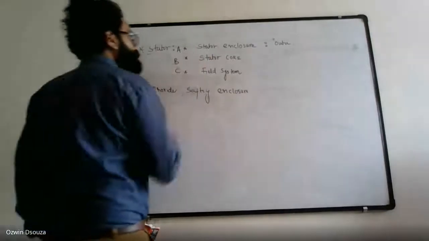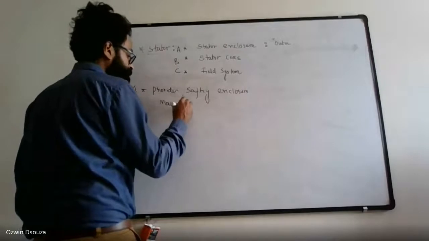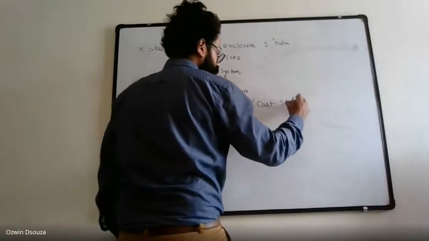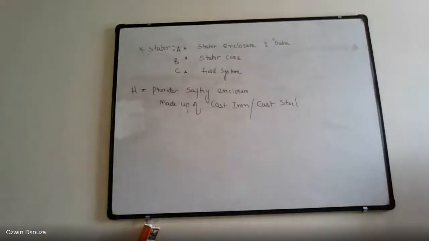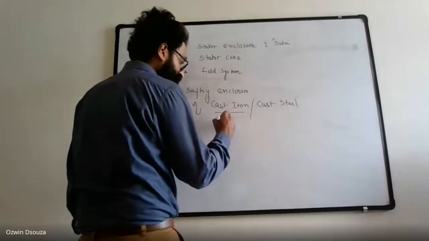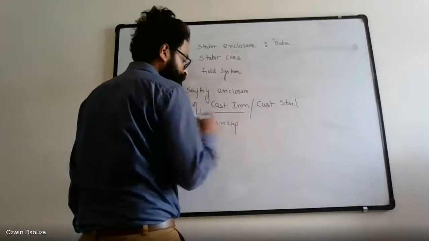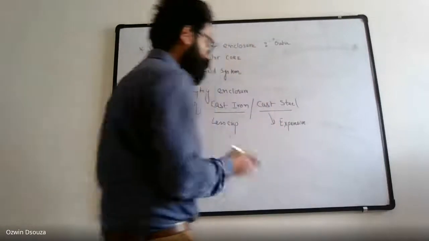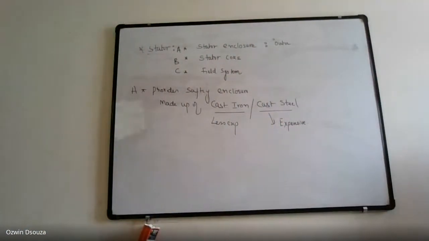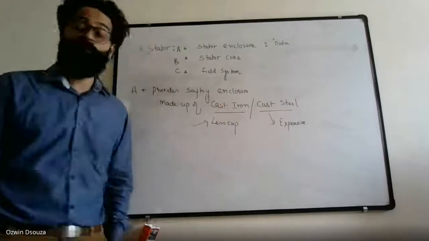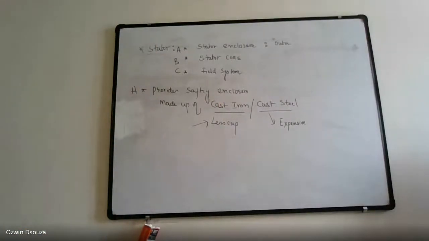That's all. And this stator enclosure is made up of cast iron or cast steel. Either cast iron or cast steel is used for the construction. Cast iron is less expensive. On the other hand, cast steel is more expensive. So the choice is made based on the cost. A cost-effective DC machine will have a cast iron enclosure, and a high-efficiency DC machine will have a cast steel enclosure.